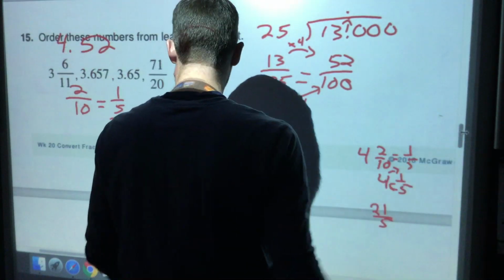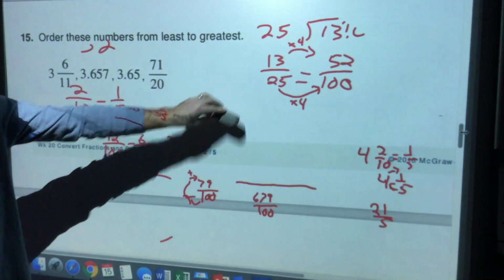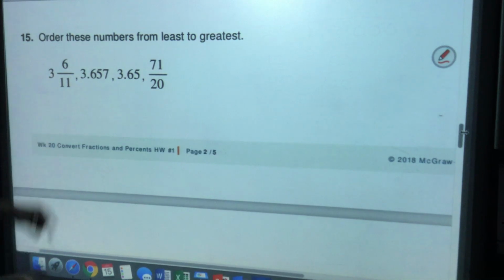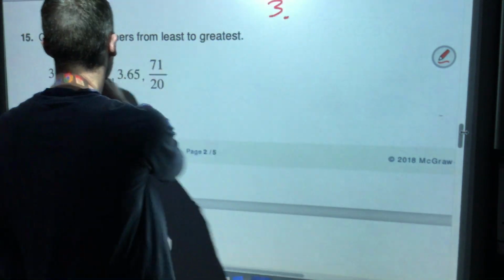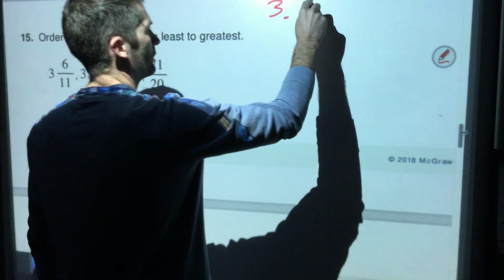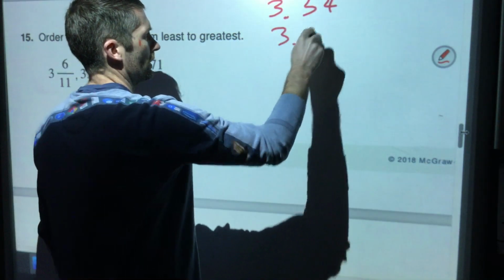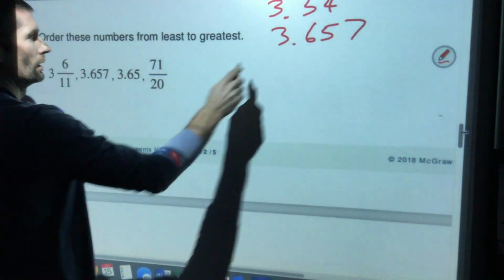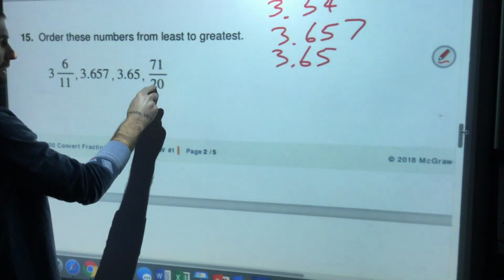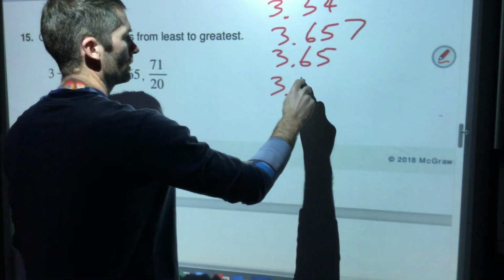Okay, last question, the hardest one. Order these numbers from least to greatest. Since some are in fraction form, some are in decimal form, I'm going to change them all to decimal form. 3 and 6/11 is 3 point whatever 6/11 is. I can put that in my calculator. It's going to give me 5, 4, something, on and on and on. 3.657, 3.65, and 71/20. I put this in the calculator. 71 divided by 20 is 3.55.